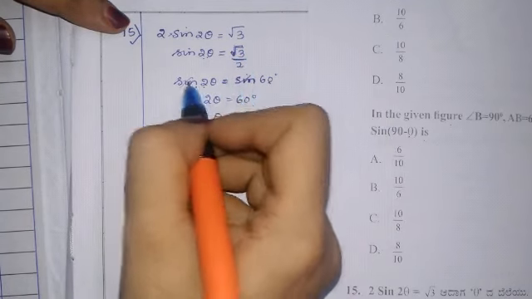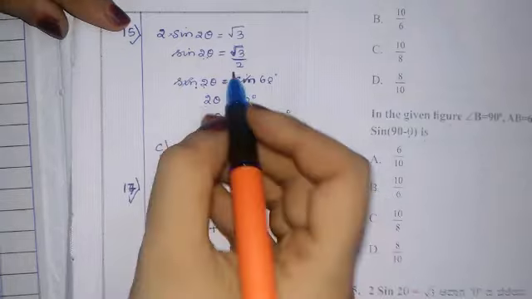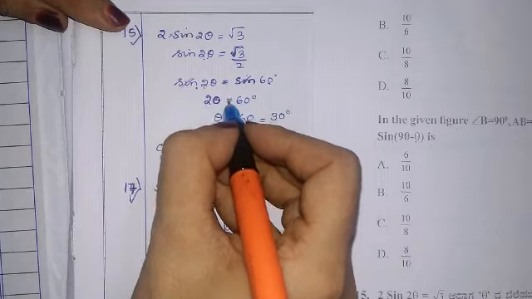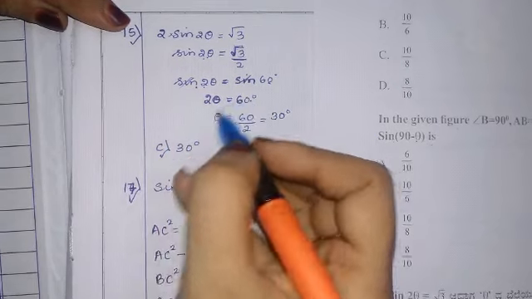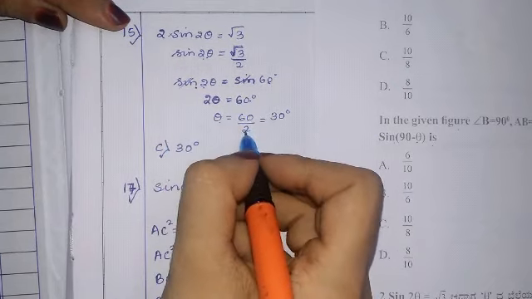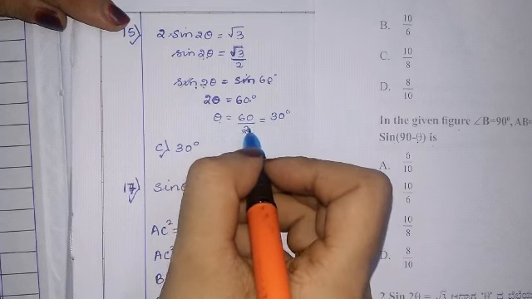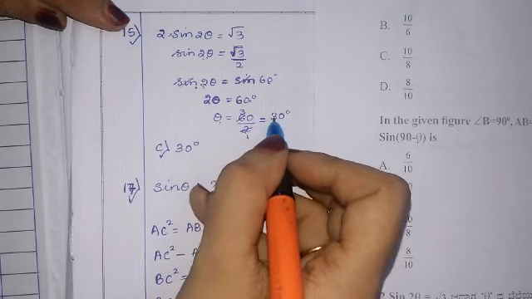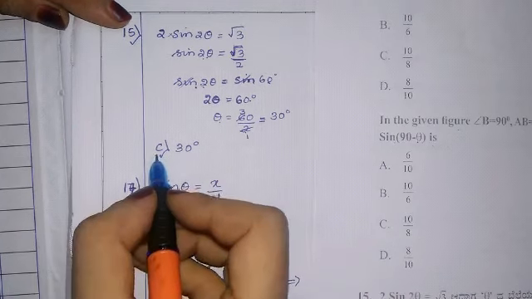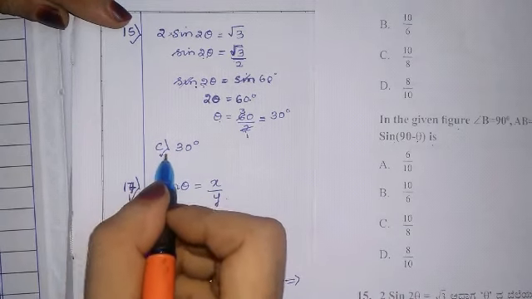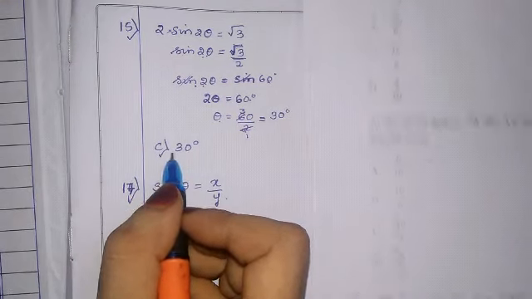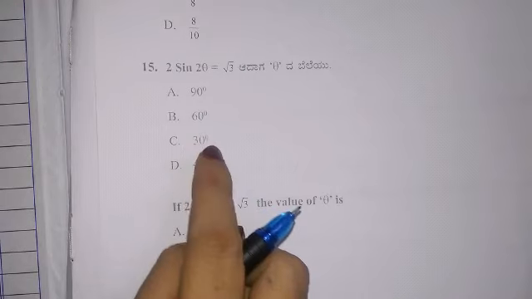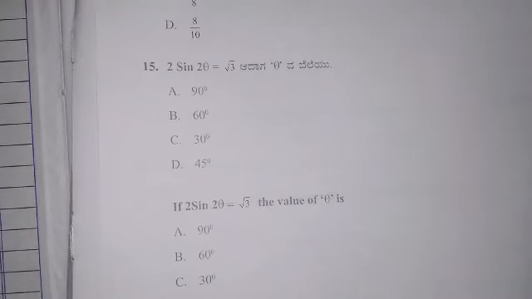Then the sine we will cancel. So what will remain? 2 theta is equal to 60 degrees. Theta is equal to 60 by 2, and 60 by 2 is 30, so the answer is 30 degrees. That is, C 30 degrees is the correct option. Let us see the next question now.